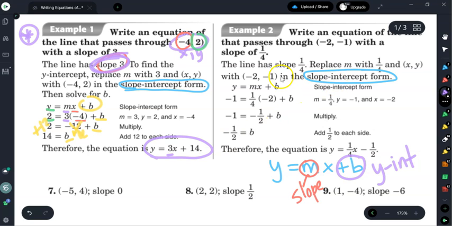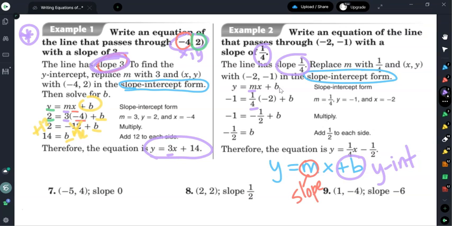So now let's look at the second example. I want to write the equation of a line that passes through (-2, 1) with a slope of 1/4. So let's look at this slope now. The slope is now 1/4, so that is what I'm going to plug in for m. Look at the sequence here. I plugged in 1/4 for my slope. Again, I'm trying to figure out b so I can write the general equation.